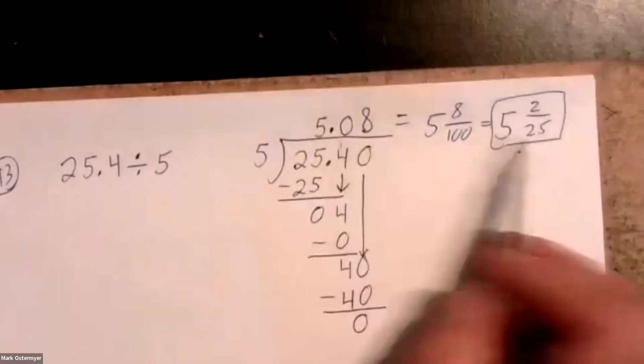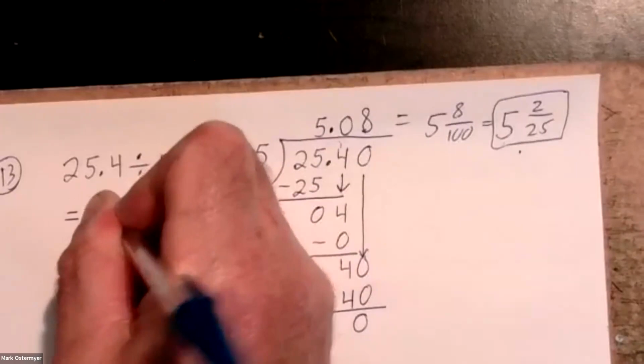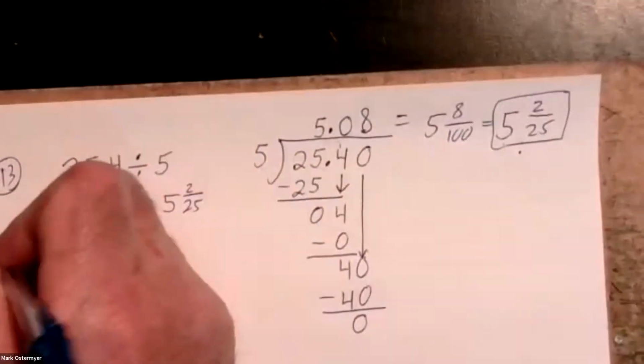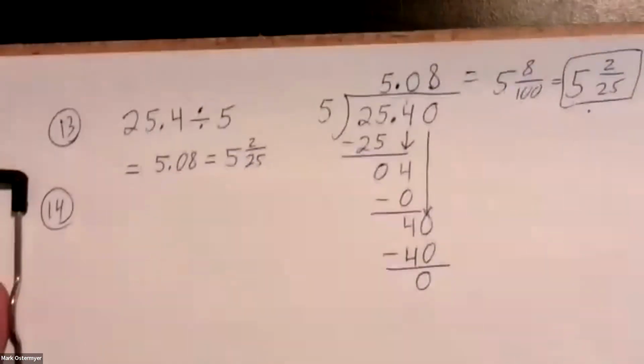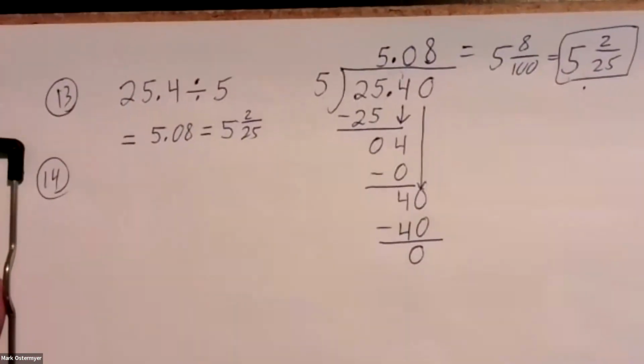Do you think they want it represented like this or this? Maybe I should just write both, the decimal and the fraction. That way, whatever they want, they're looking at it. Okay. Now let's try another one.